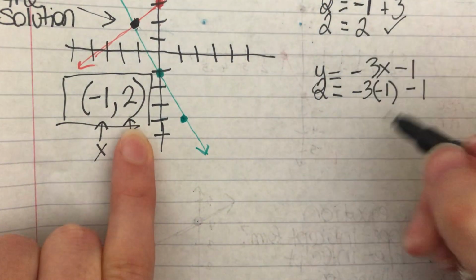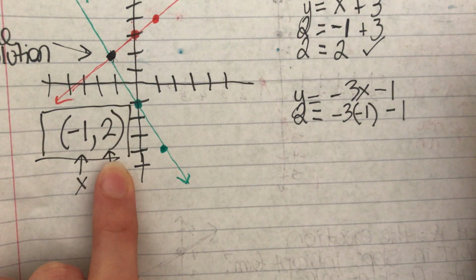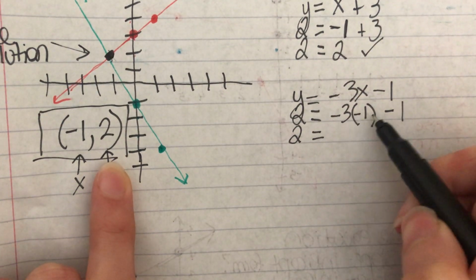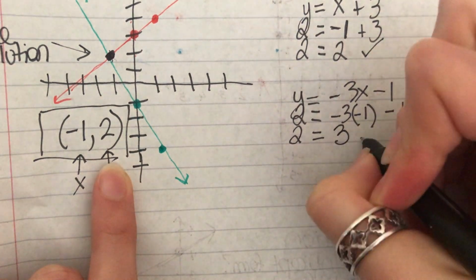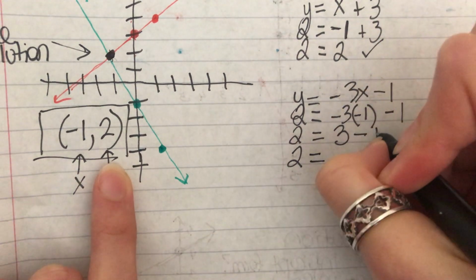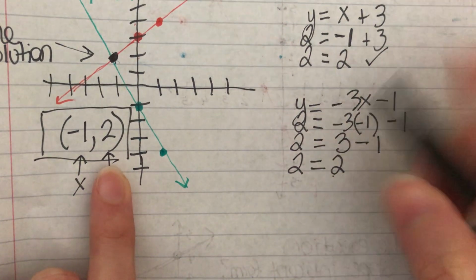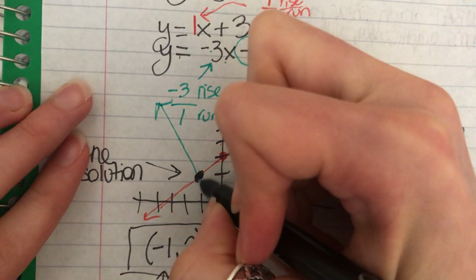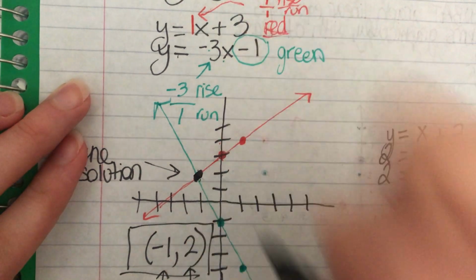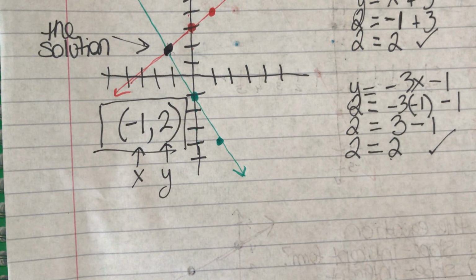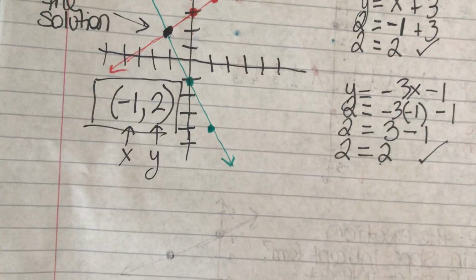So now we're just going to look at each side and simplify it and see if we got what we're looking for. So 2 on the left-hand side. So -3 times -1 is a positive 3. We still have this -1. Okay, so let's keep going. 3 minus 1 is simply 2, and 2 does in fact equal 2. So we've checked our point. Again, once we graph our 2 lines, we look at where they intersect or where they cross each other, and that is our solution.